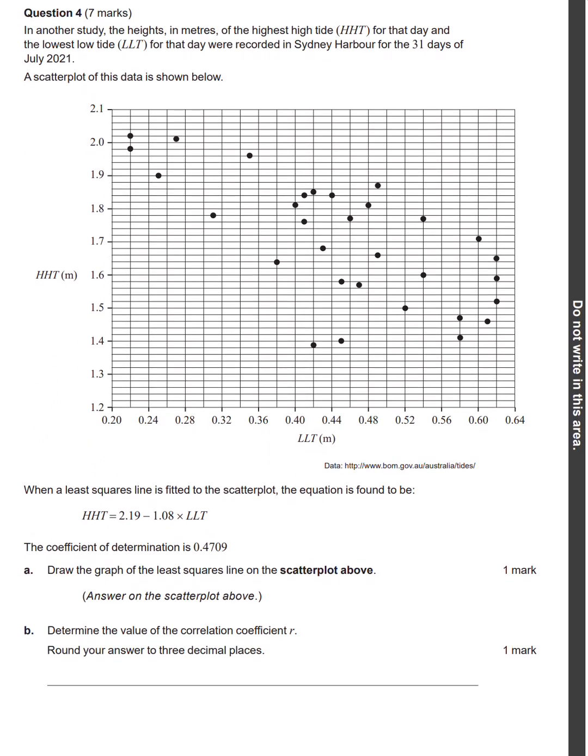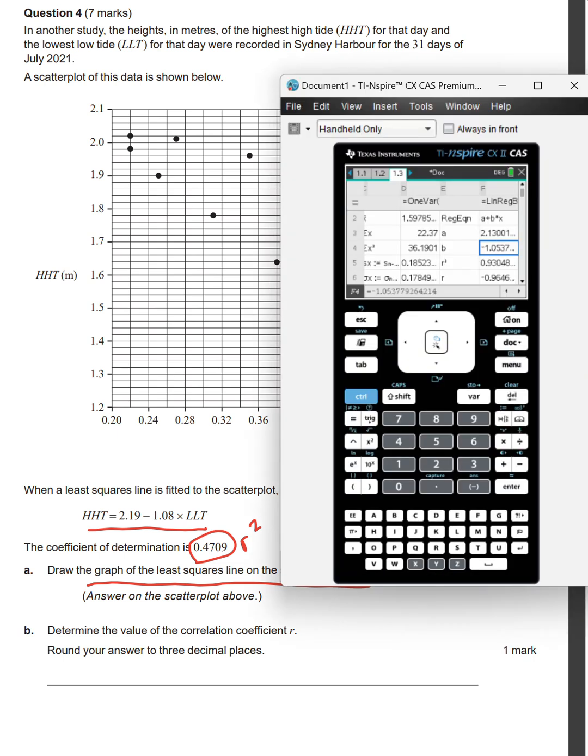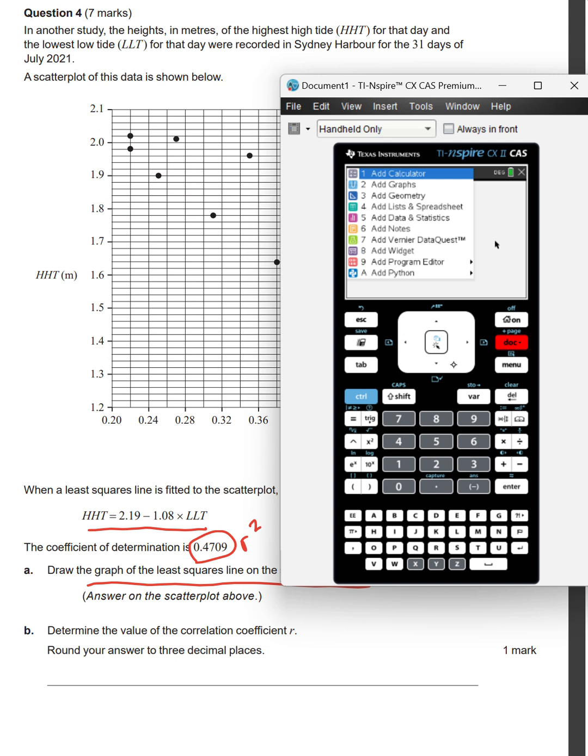Okay, next. We're still dealing with highest high tide and lowest low tide, and we've got a scatter plot now. So we've got an equation and we have a coefficient of determination. And it might just be important for us to write r squared there, just so that we know we're dealing with r squared and not r. So draw the graph of the least squares on the scatter plot above. So in order to do this, we have to actually use our values to calculate what we have. So it's going to open up a new page. Okay, so we've got our equation, which is 2.19 minus 1.08 times.